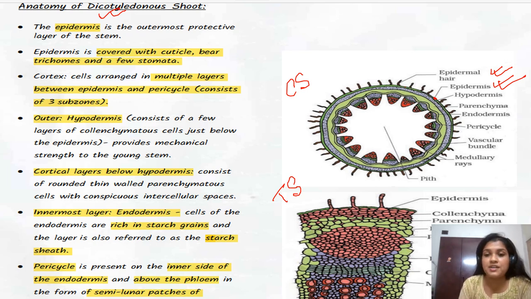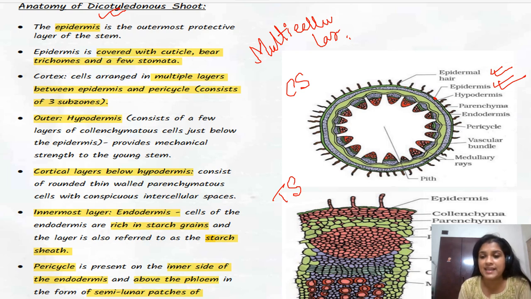Now, why I told you to remember that root hairs are unicellular? Because here trichomes are multicellular. Trichomes are multicellular. Now, cortex here is arranged in multiple layers.